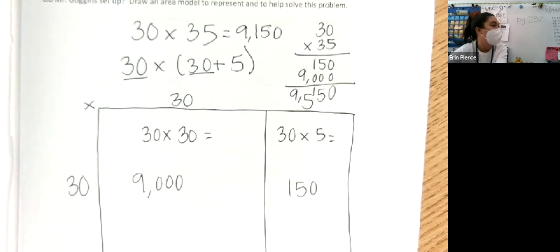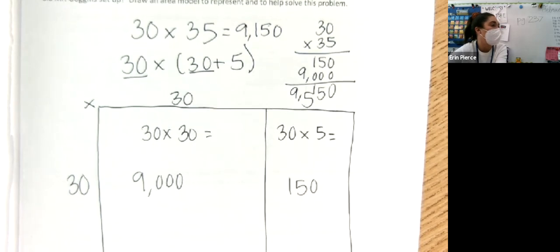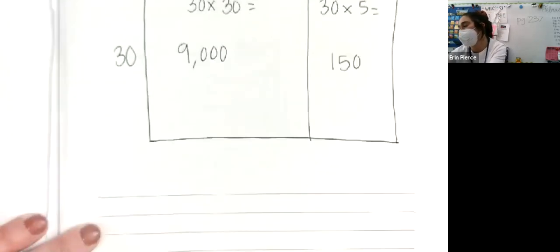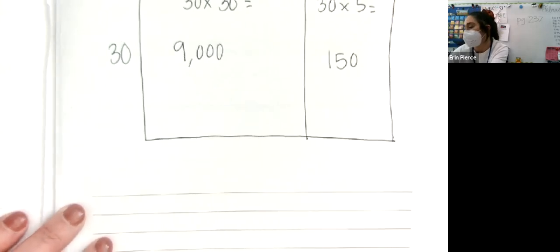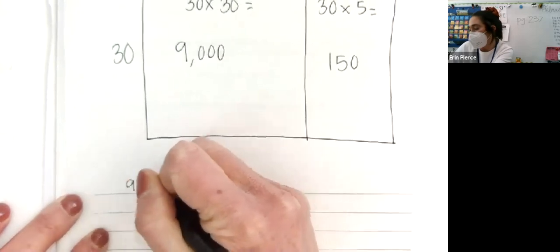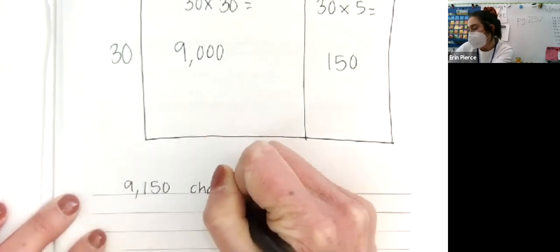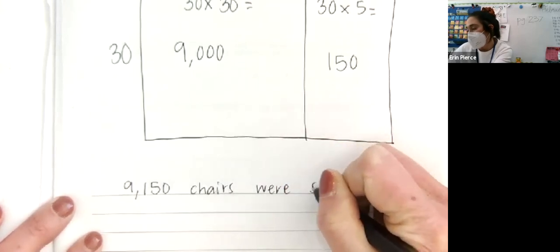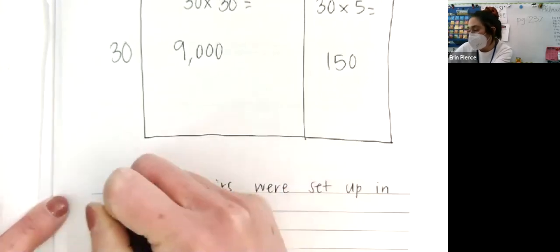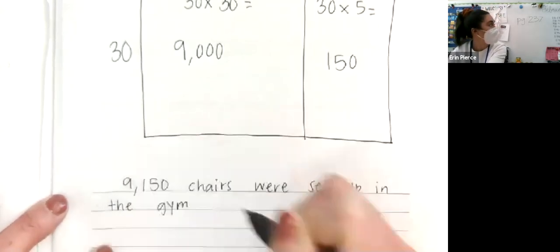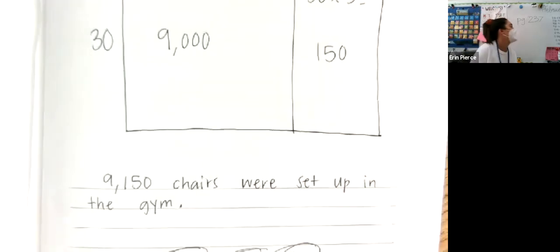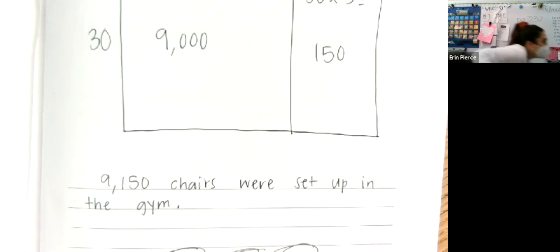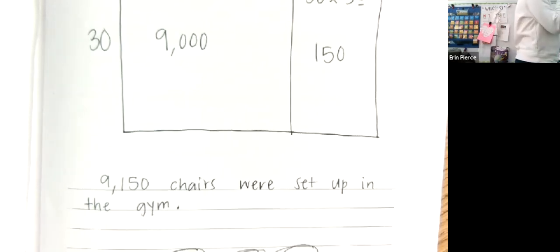What is being asked in this question? What are we having to come up with at the bottom, Sophia? How many chairs were set up? So, Sophia, how many chairs were set up? Okay, 9,150 chairs were set up in the gym. Period. I read, I drew, I wrote. I'm coming around and checking that you are going to have this all written in your book.